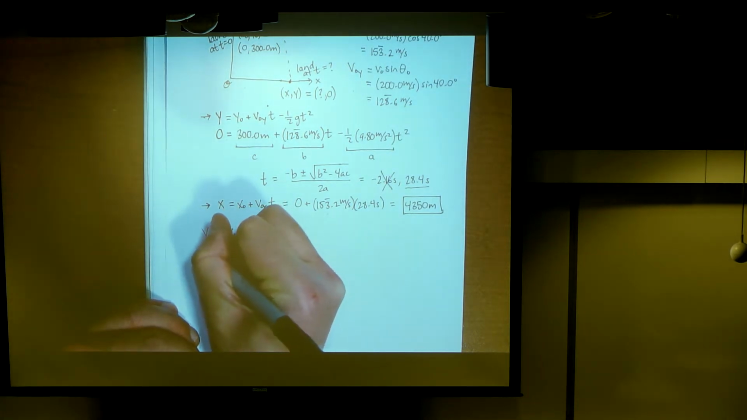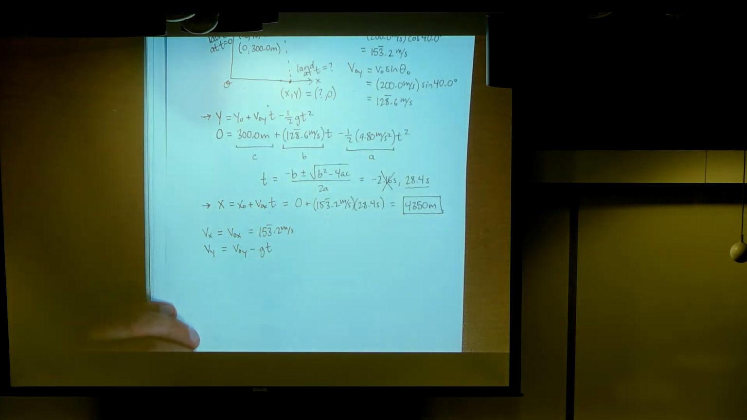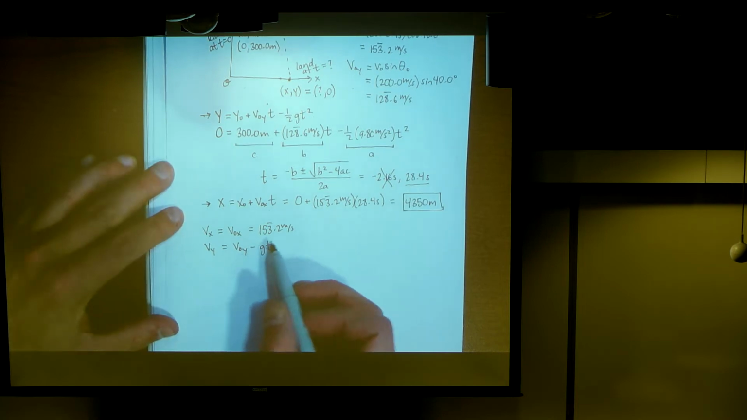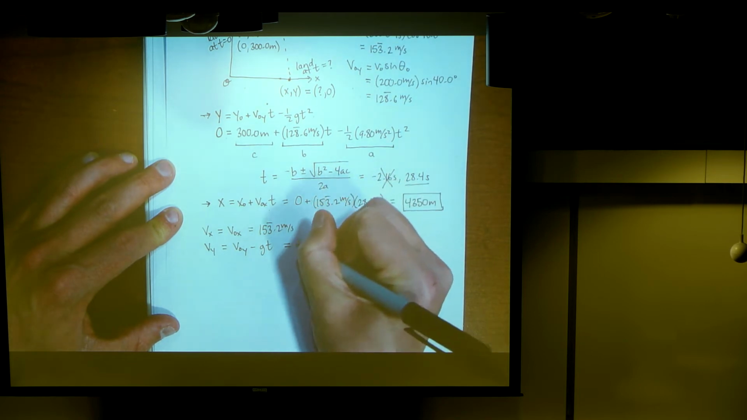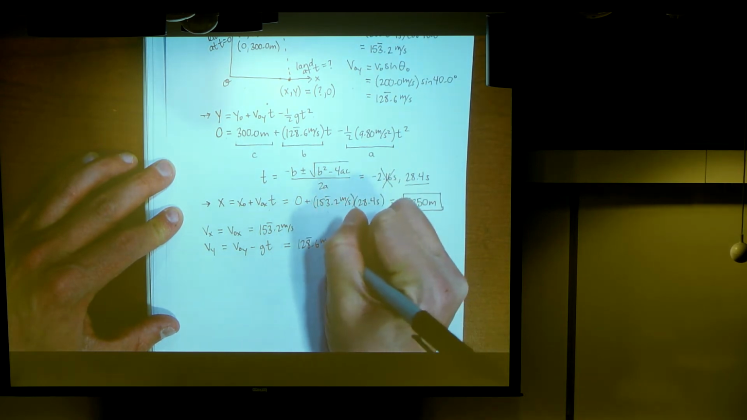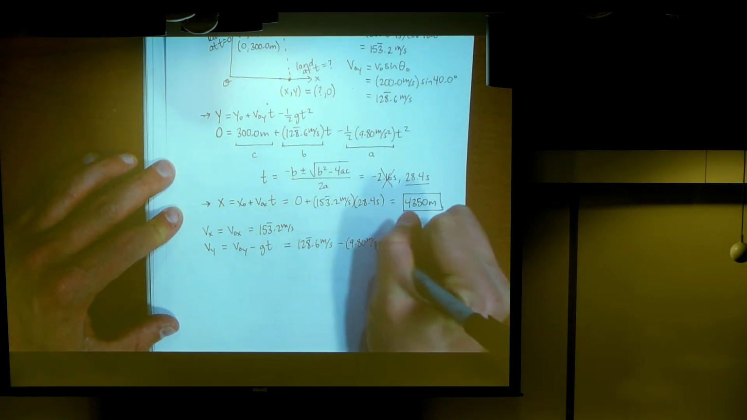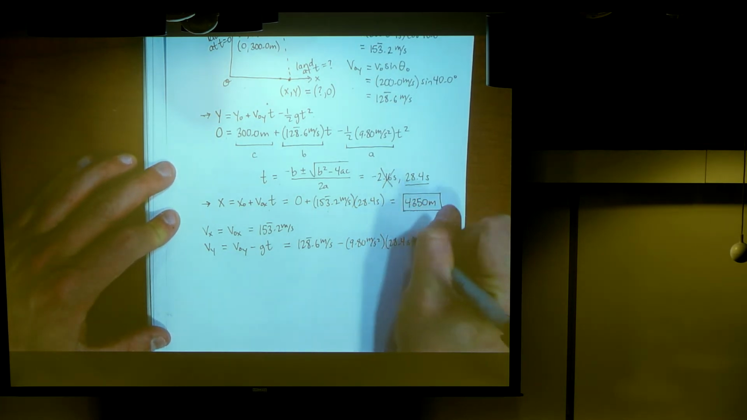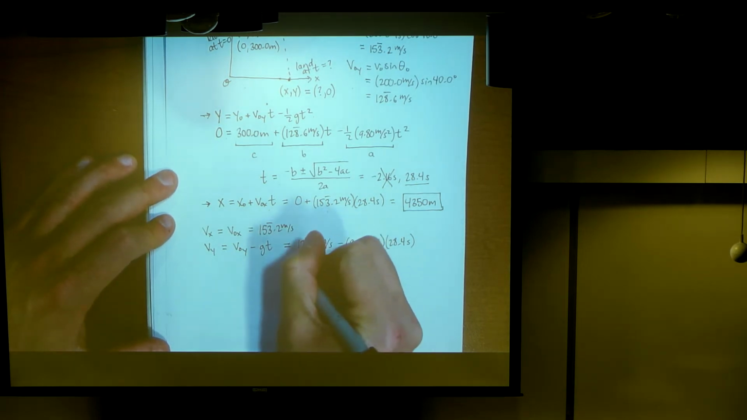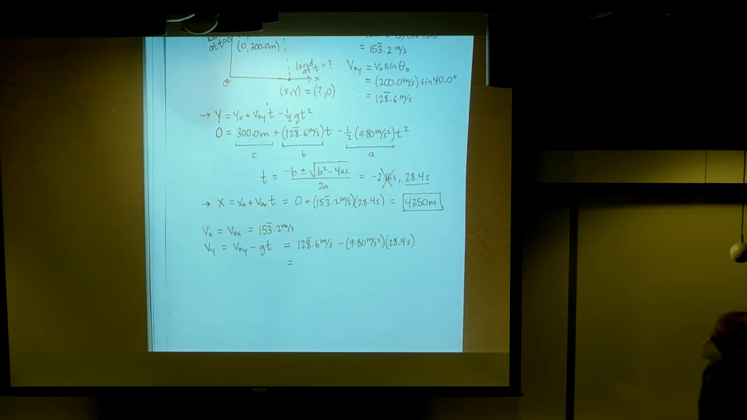For our y velocity, we're going to have v naught y minus gt. That's the equation. We can just directly plug in the known values into this, okay? For v naught y, we had 128.6 meters per second. Then I'm going to subtract 9.8 meters per second squared, that's g. And then I'm going to plug in this value of time, 28.4 seconds, okay? Can someone work that out for me?